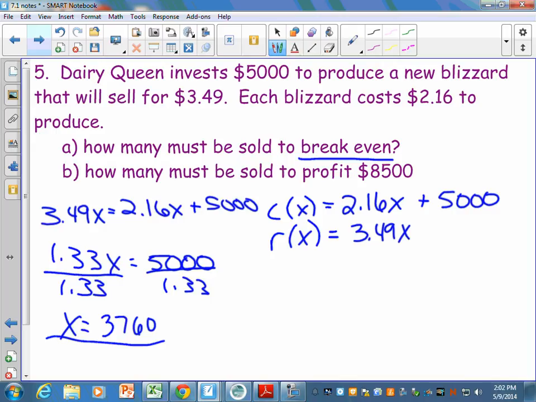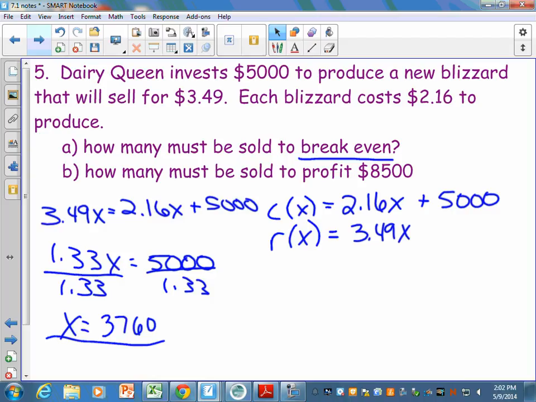Right, you're actually making a little bit of money, right? You wouldn't actually, if you only sold 3,759, you would still be in the negative a little bit. So that's why I say you go ahead and round up. But you're right, you actually are getting a little bit of profit, a few cents.